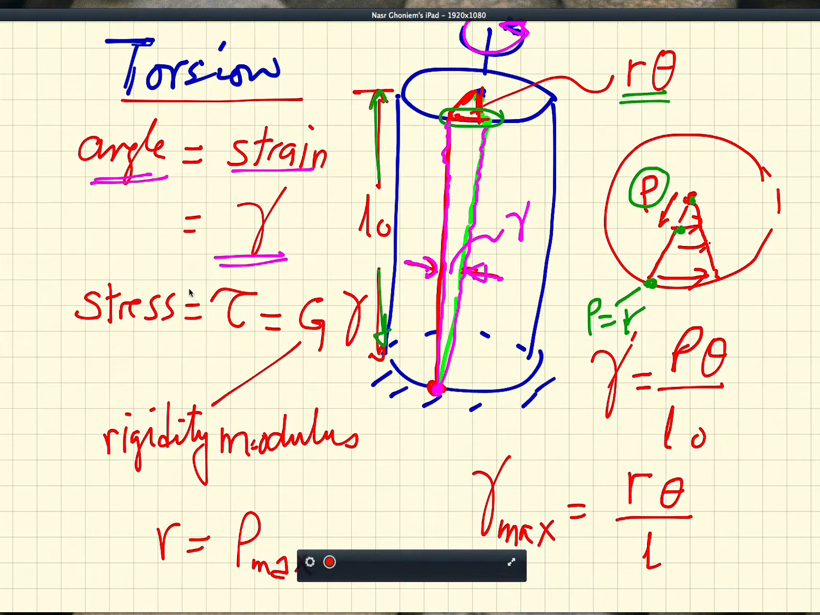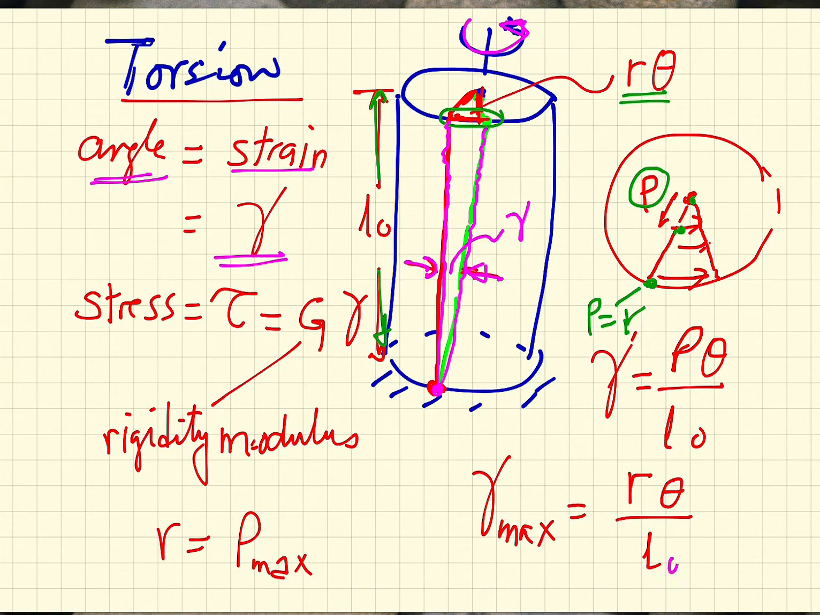So if I define the stress as pure shear, tau is pure shear, is equal to the rigidity modulus, or the shear modulus, G, times this angle gamma that describes that shear. And that gamma is dependent on how far one is from the center. So if one is on the surface, gamma is gamma max, and it's equal to the arc length divided by L0.